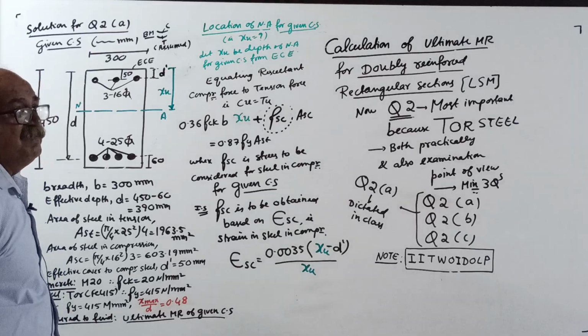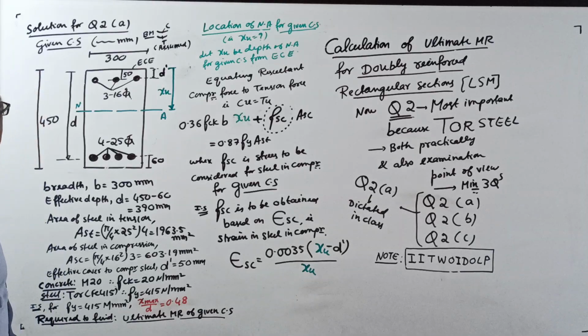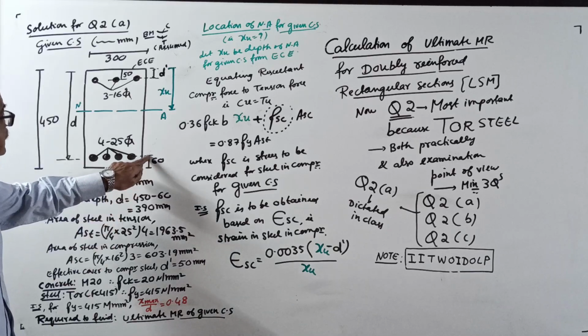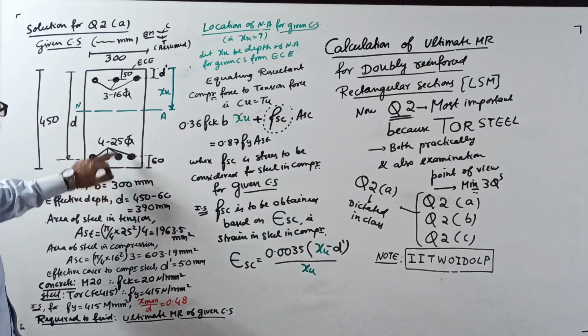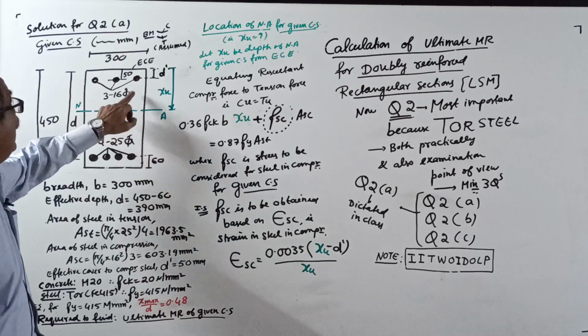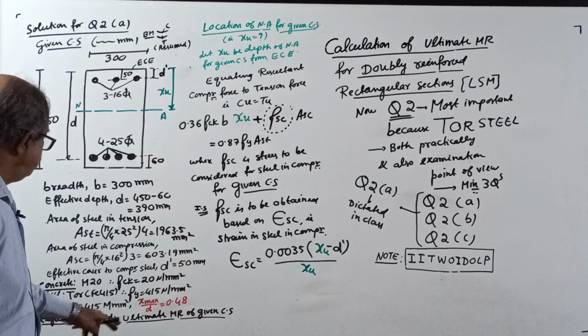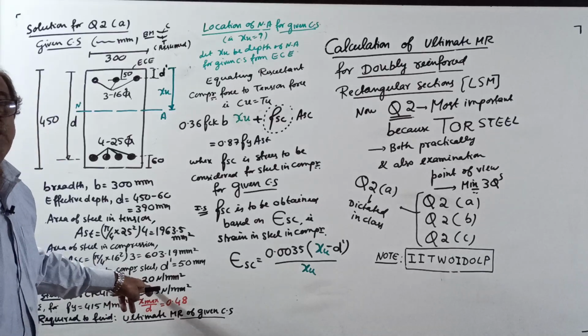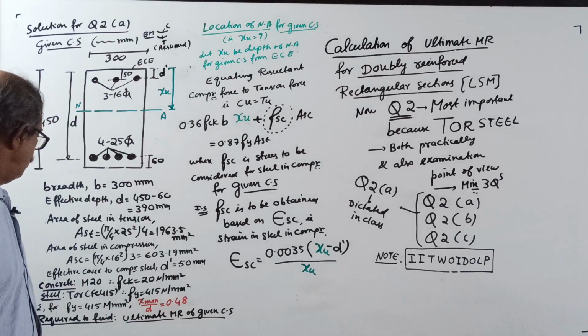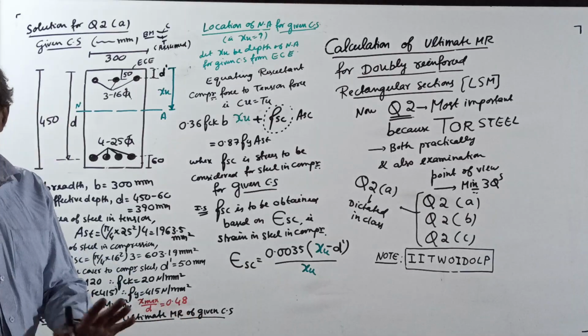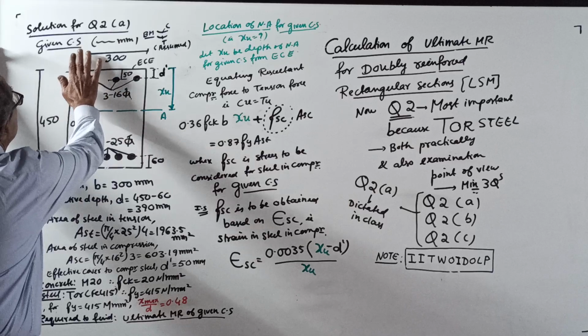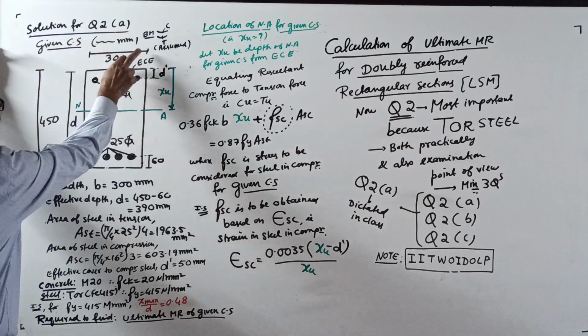The cross section of a beam has width of 300 millimeter and overall depth of 450 millimeter. The beam is reinforced on the tension side by 4 bars of 25 mm diameter at effective cover of 60 millimeter, and on the compression side by 3 bars of 16 mm diameter at effective cover of 50 millimeter. Taking M20 concrete and TORSTEEL of grade Fe415, find the ultimate MR of the given cross section. Okay, start. Solution. First, write the solution for question 2A.